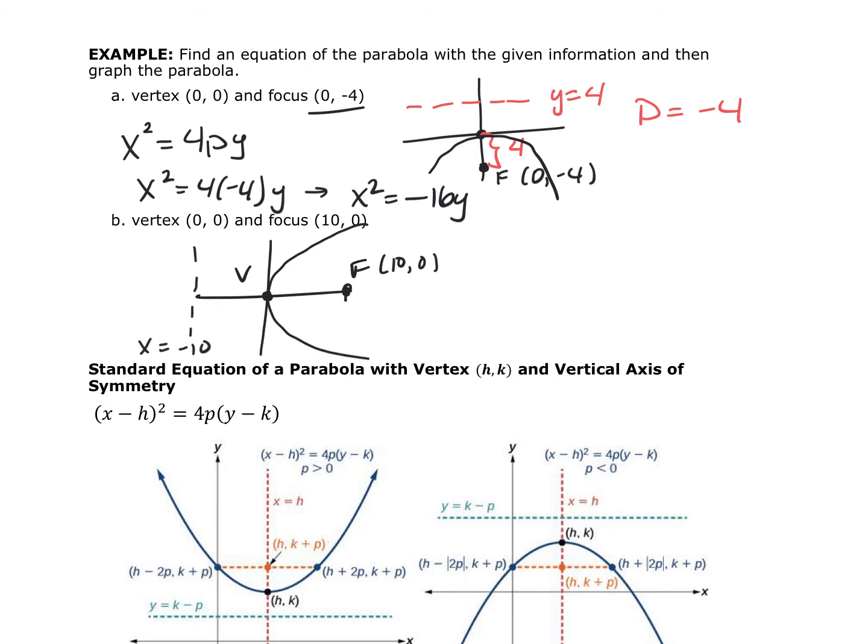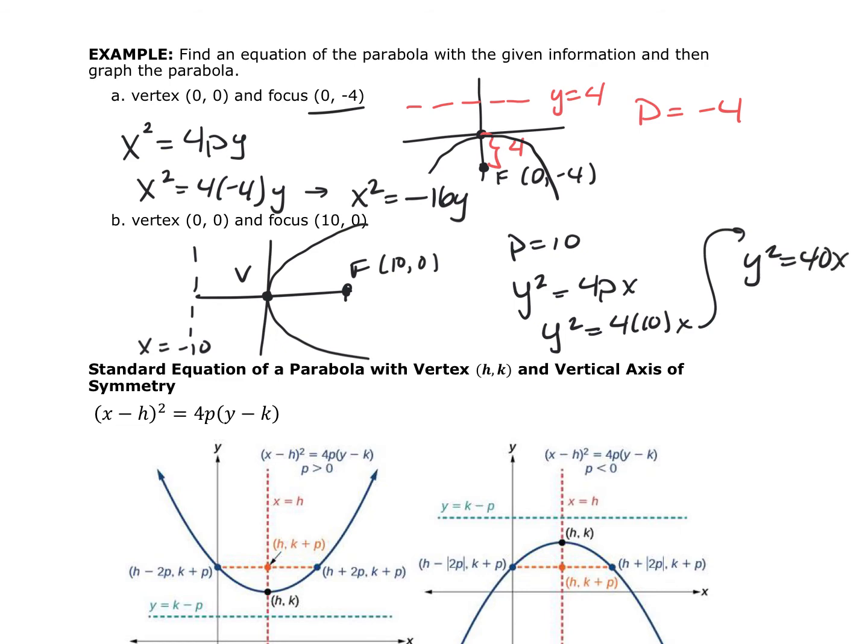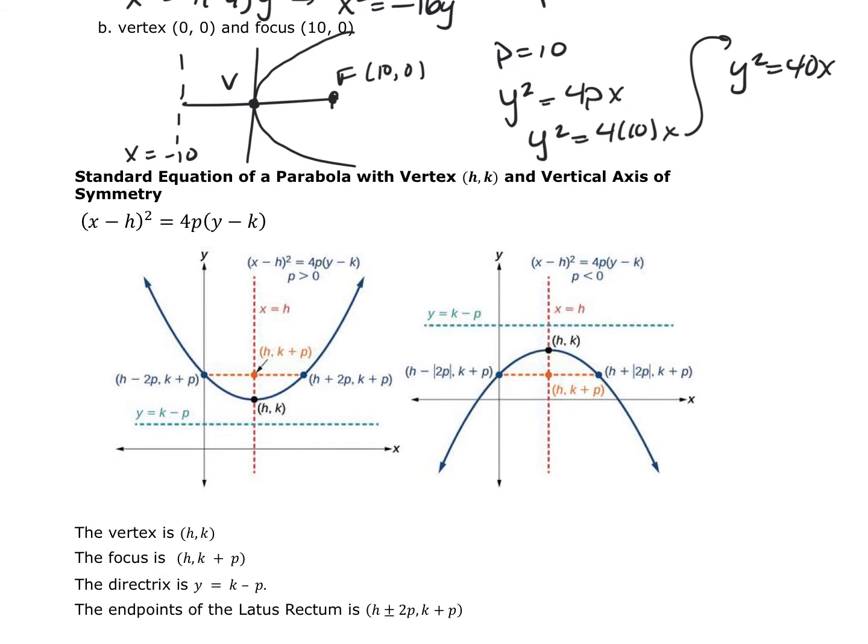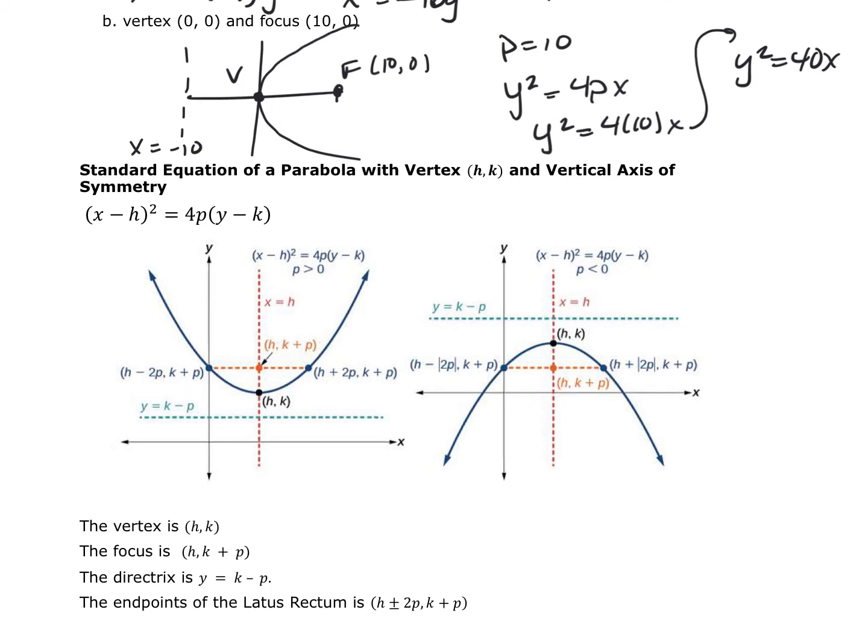X is equal to negative 10. I'm opening to the right, so that means my p is a positive 10. My equation should be y squared is equal to 4p times x. So I have y squared is equal to 4 times 10x. And so my final equation is y squared is equal to 40x. And that's it.